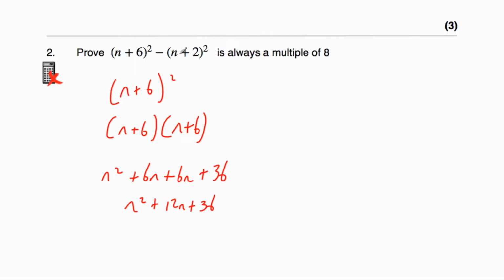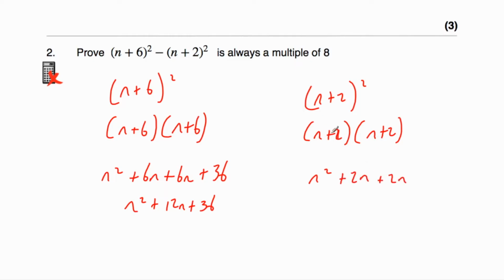Now we're going to expand this bracket, which is our n plus 2 close bracket squared. When we expand that, that would be n plus 2 times n plus 2. And when we expand that, we get n times n is n squared, and then we've got n times 2, that's plus 2n, 2 times n, that's plus 2n, and 2 times 2 is plus 4. So that would be n squared plus 4n plus 4.